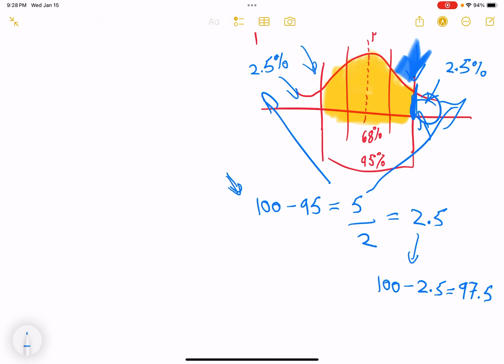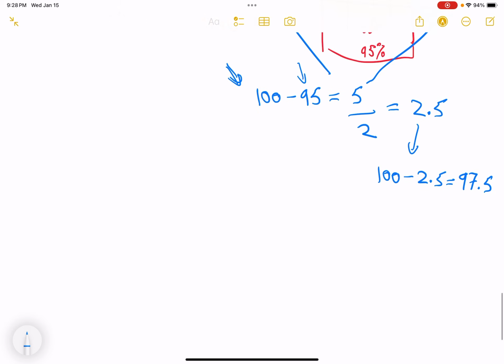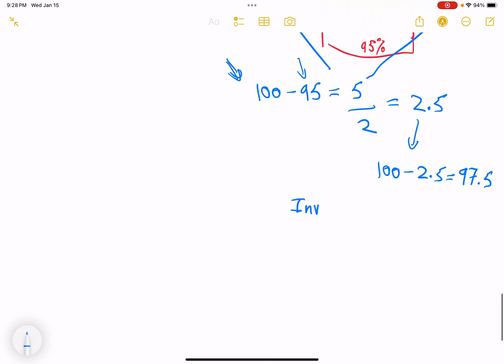You'll subtract, right, the confidence level from 100. You'll divide your answer by 2. Then you'll subtract that new answer from 100, okay? Then you'll do inv norm because you want to find the area under the curve, right? And use that area under the curve to find a z-score.